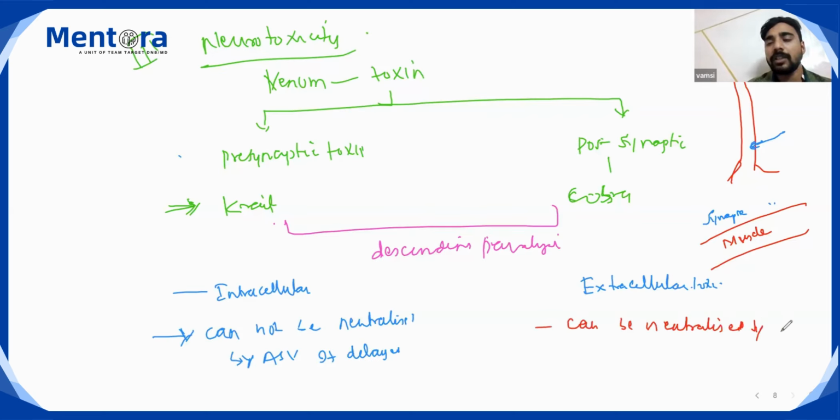It can be neutralized by ASV even delayed. That is the whole point you should know clinically. So neurotoxicity, the toxin is either presynaptic or postsynaptic. The toxin can act before the synapse or after the synapse.